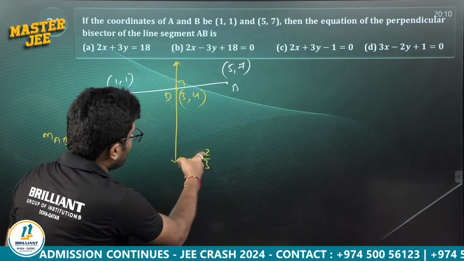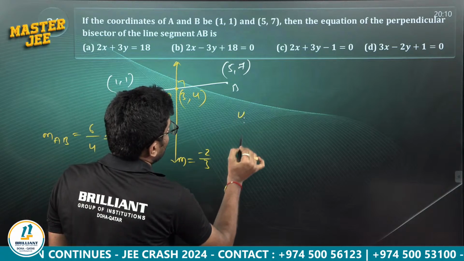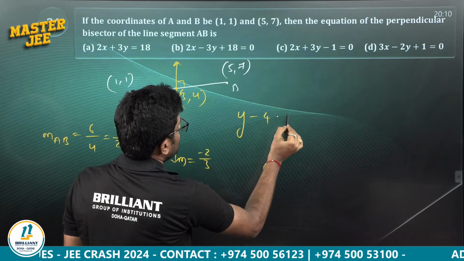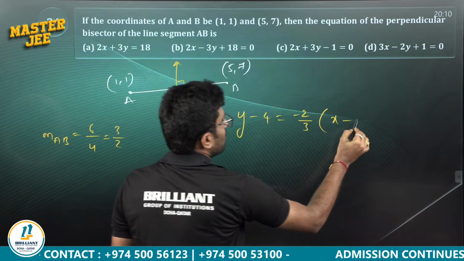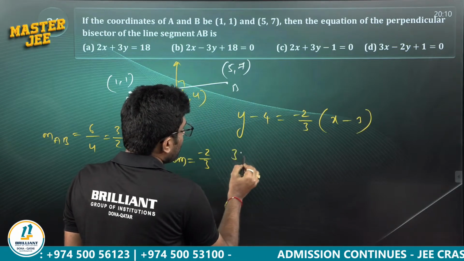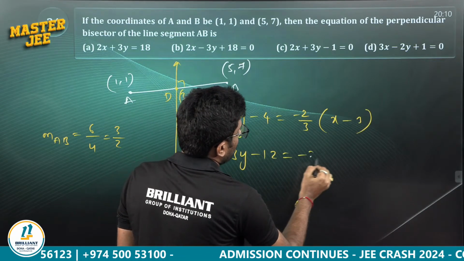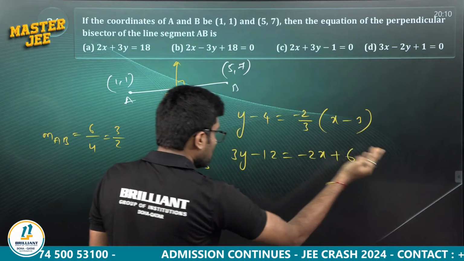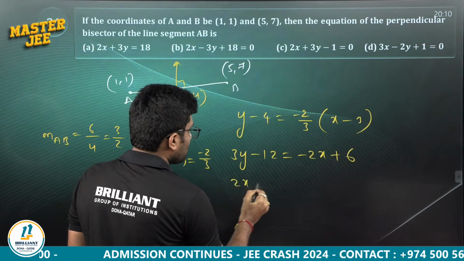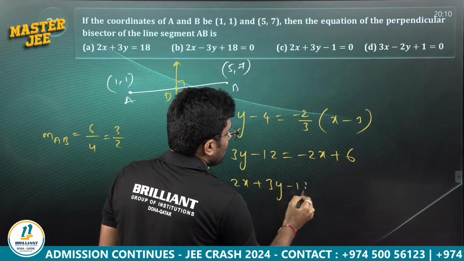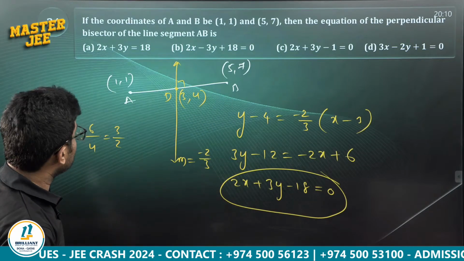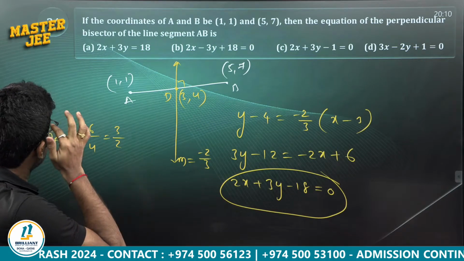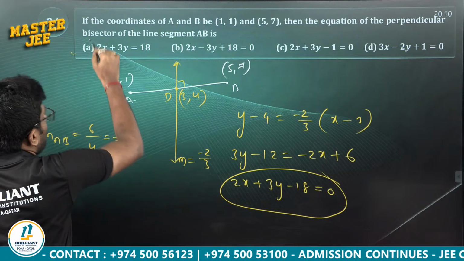Now we got the point, we got the slope. That's it. Just simplify it, guys. y minus y1 is equal to m times x minus x1, x minus 3. 3y minus 12 is equal to minus 2x plus 6. Send everything to this side. 2x plus 3y minus 18 is equal to 0. Don't get mistaken, 2x plus 3y, it is minus 18. So option A.